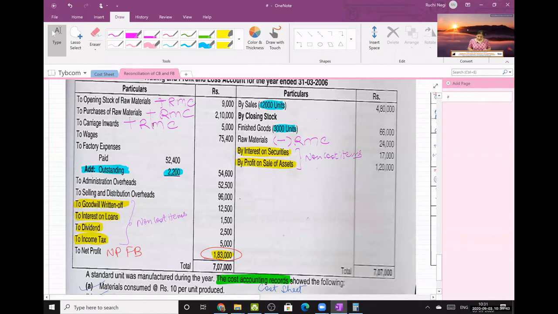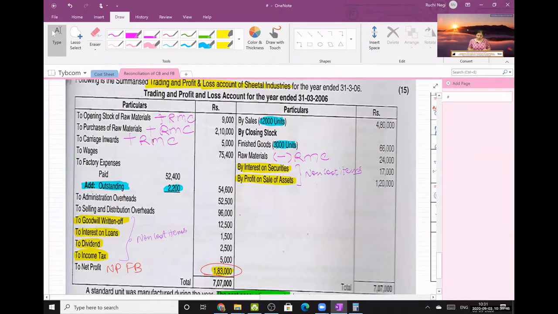Right. Then sales, see on the credit side, sales 4,80,000, and I've highlighted the units. Why? Because I need it for cost sheet calculation. Cost sheet में I need units produced, units sold. तो units sold जो मेरे पास है, units produced नहीं है, तो मैं find कर सकती हूँ. I can use the formula of units produced and calculate that. Then closing stock of finished goods. Again, I've highlighted that 3,000 units because units will be required by me to calculate. Then interest on securities and profit on sale of assets. This is also a non-cost item under the heading financial income.